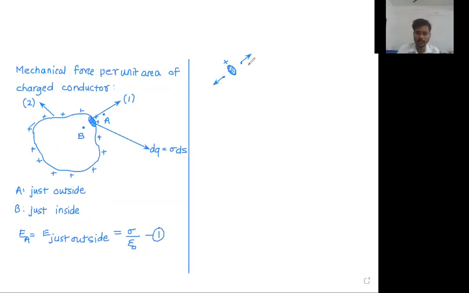Now you people tell me, these electric fields, can I say this is E1 and this also in magnitude E1? Reply me in the chat box. Due to the first conductor, at point A and at point B, can we say E1? Both are very close to the conductor. There is no reason that these two electric fields are different. So we have to take them same.